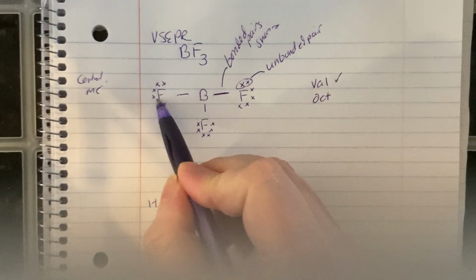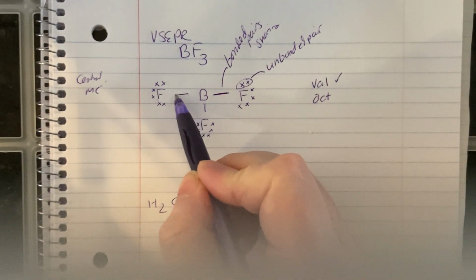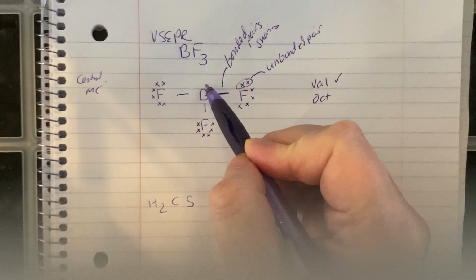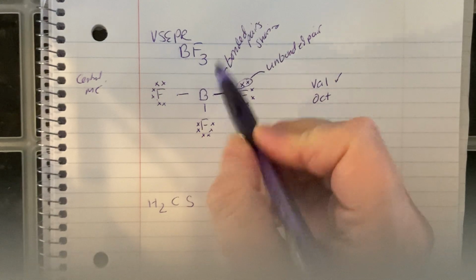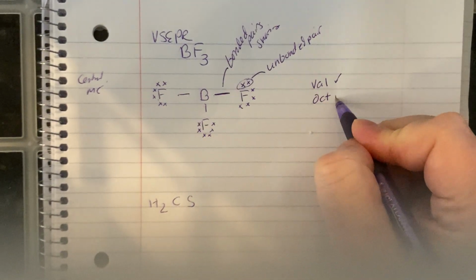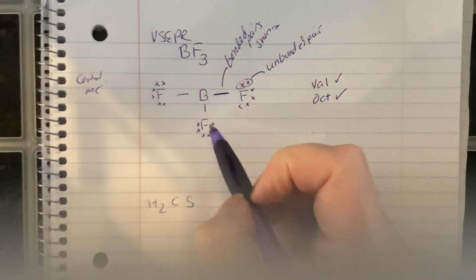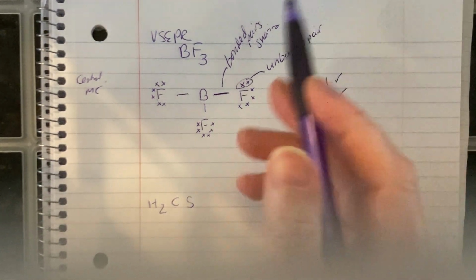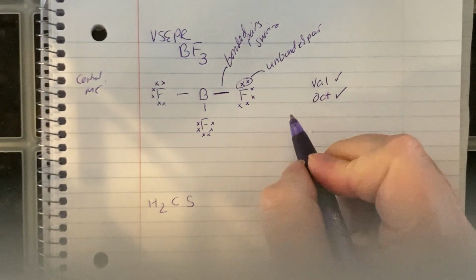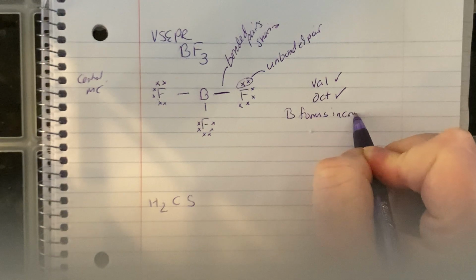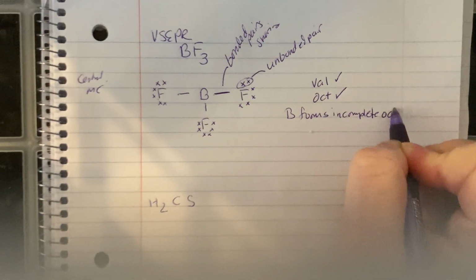Now, the fluorines met the octet rule, but boron didn't. Boron has 2, 4, 6. And that's because boron doesn't have another electron to form another bond. So he's actually happy with just 3 bonds. Even though it's not a true octet, the structure meets what it needs to meet. Just boron forms incomplete octets.